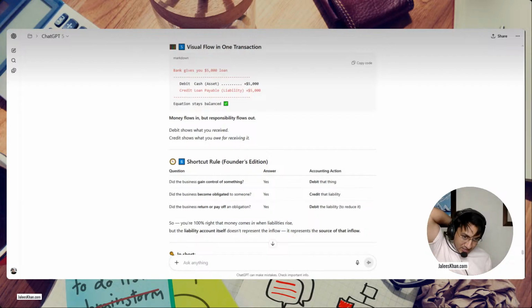Okay, did the business gain control of something? Yes, debit that thing. Did the business become obligated to someone? Credit that liability. Did the business return or pay off an obligation? Yes, debit the liability to reduce it.